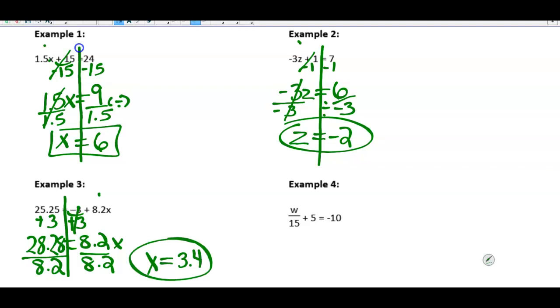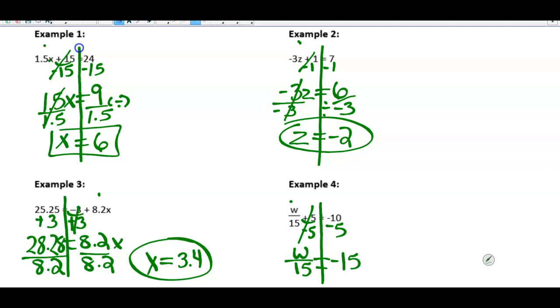So this last problem I want to look at is one that has the variable in a different position, but it's still a two-step equation. Drawing in my line, my variable's over here, so I know I'm taking things to the other side. I'm going to read this problem. It says w divided by 15 plus 5. So I know right away I have to get rid of my number by itself, the plus 5, by doing minus 5 and minus 5. That cancels out, and I'm left with w divided by 15 equals, and then negative 10 minus 5 gives me a negative 15. Make sure to use your calculator if you don't know your integers well.